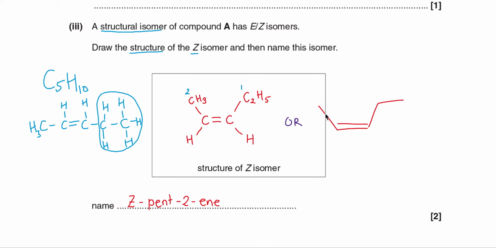And this one here is the Z isomer because the ethyl group and the methyl group are on the same side of the double bond. So you get 1 mark for the correct structure of the Z isomer, and the name is going to be therefore Z-pent-2-ene. So 1 mark for the name of it.